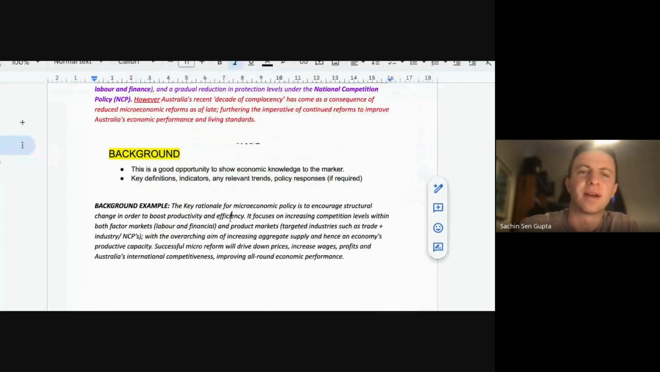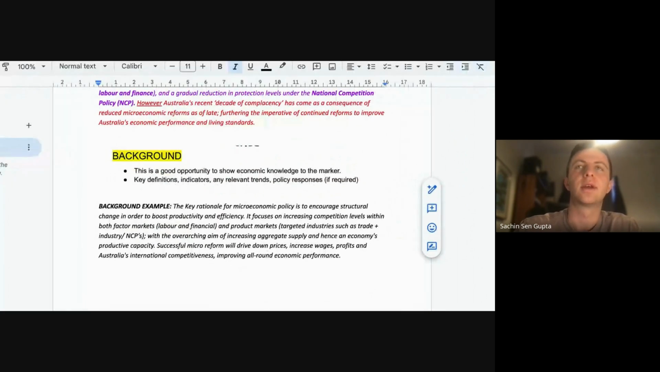All right, now background. Now, background is different to an introduction. We know what the objectives of an introduction are, but a background is different. It's just to essentially flex your economic knowledge to the marker, right? So that involves key definitions, key rationales, key indicators, and possibly any trends or policy responses if required.